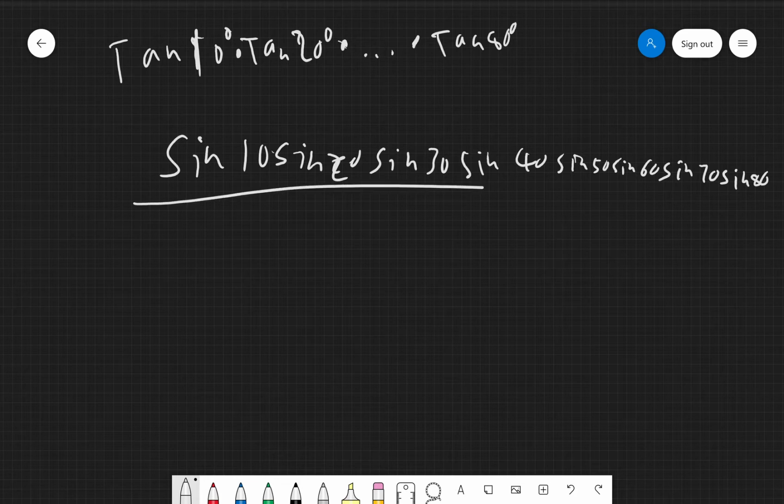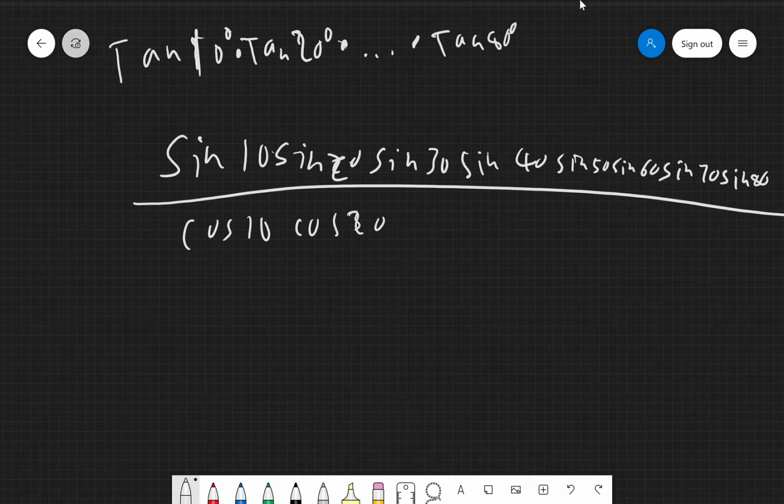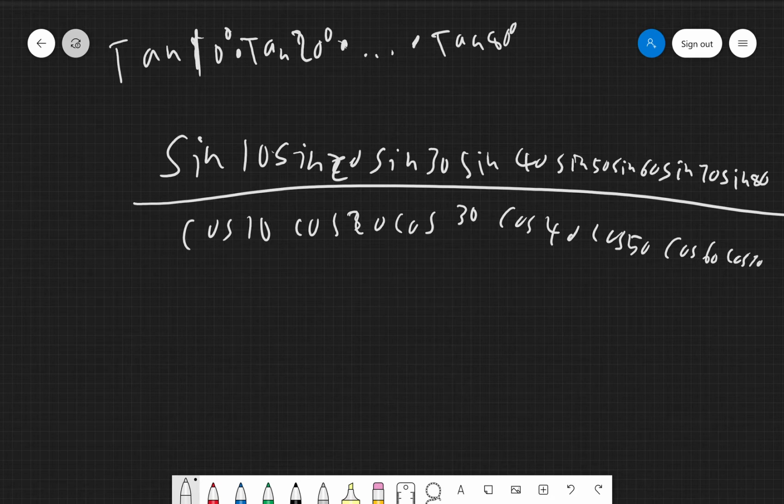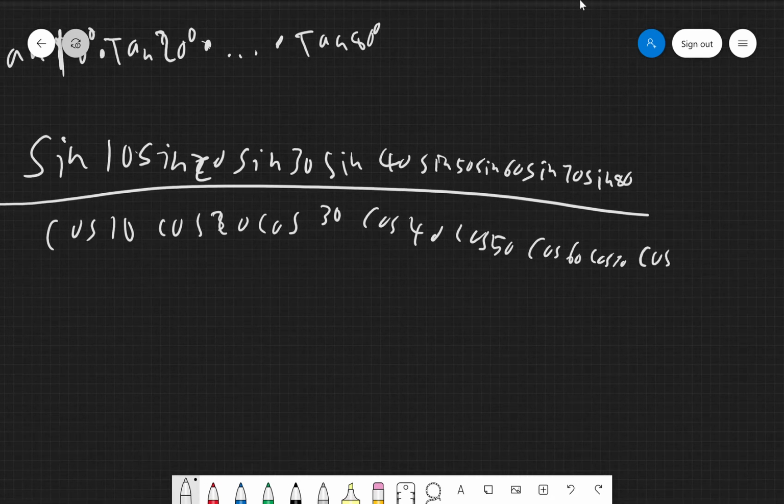So now that divided by the cosine of 10, cosine of 20, cosine of 30, cosine of 40, cosine of 50, cosine of 60, cosine of 70, cosine of 80. Let's go.